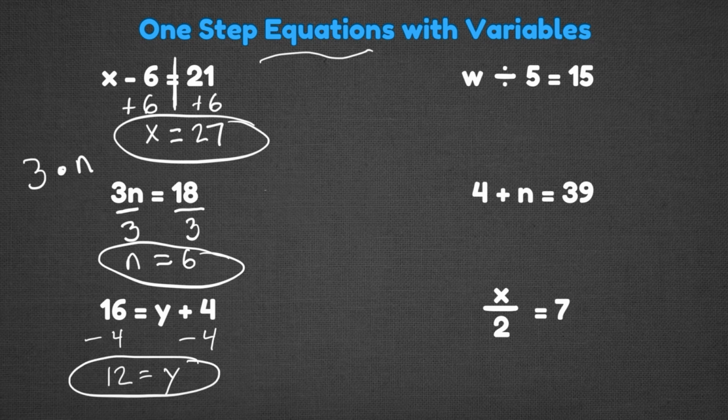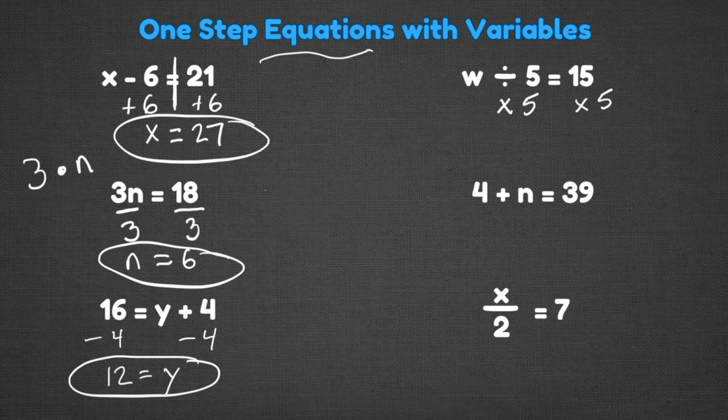Uh-oh. W divided by 5 equals 15. What are we going to do here? Well, we have a divided by 5 problem because we're trying to get this W to be alone. And if something is divided by 5, the way to undo that is to multiply by 5. If you do it to one side, you must do it to the other side.